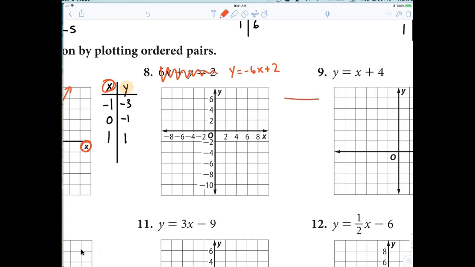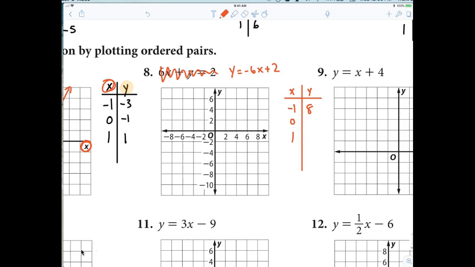All right, now let's make your table. And I still want to plug in which ones? Negative 1, 0, 1. So if I plug in negative 1, what do I get? Very good. Good job. Say to yourself, negative 6 times negative 1 is what? 6. 6 plus 2 is what? 8. Good thinking, guys. Does everybody agree with me? That should be mental math for everybody, right?